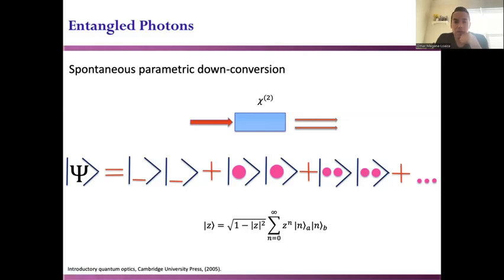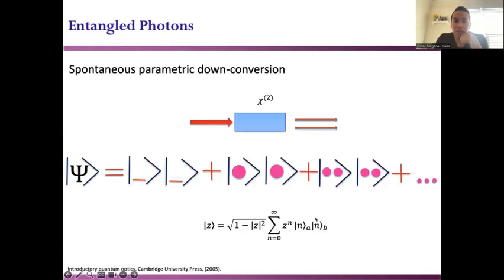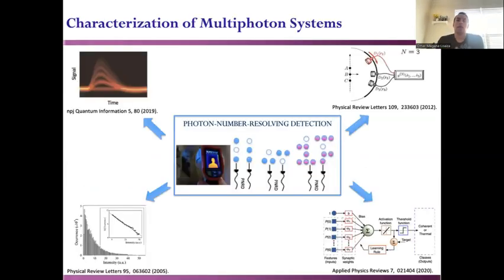So if you have an experiment and you can produce any of these states or something like that, then you have a multiphoton system, and then you can start exploring these quantum interference effects for multiple applications. So another thing that becomes very useful is that photon number resolving detectors will allow you to characterize these multi-photon systems.